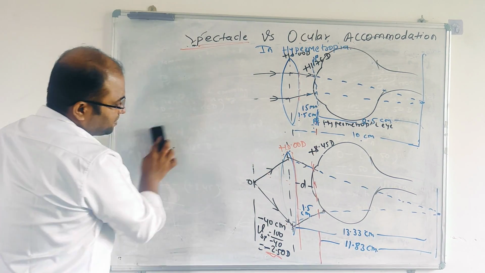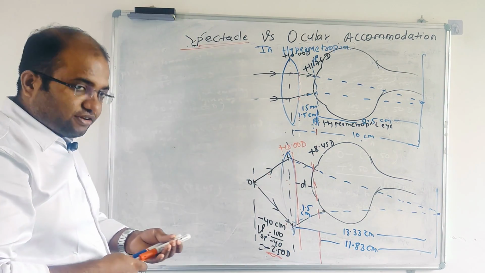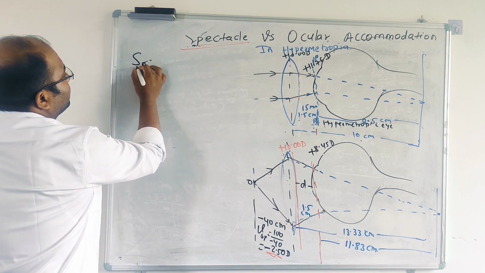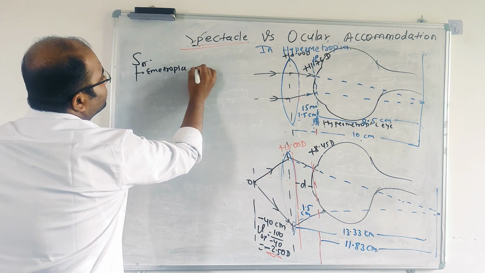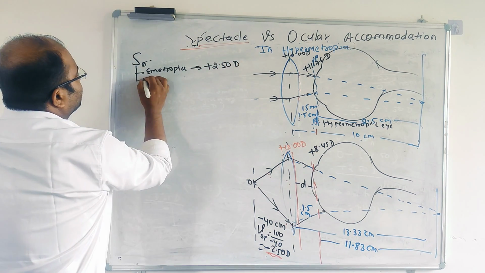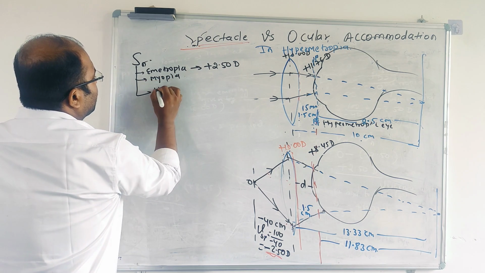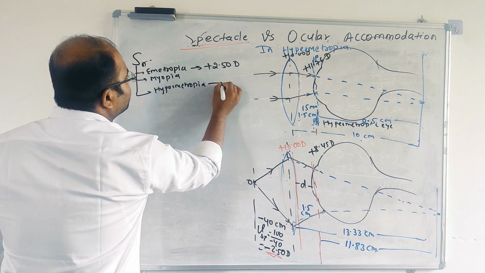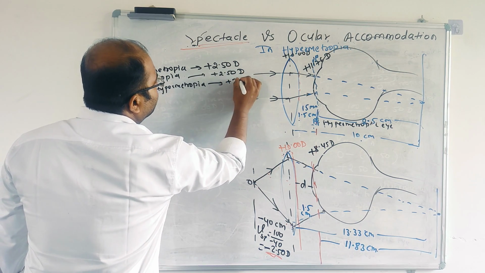So till now, in spectacle accommodation and in ocular accommodation, we have learned that spectacle accommodation in emmetropia is how much? Plus 2.50 diopter, and this will be for myopia also, and this will be for hypermetropia also. It remains the same, as we have seen during our lectures, right?